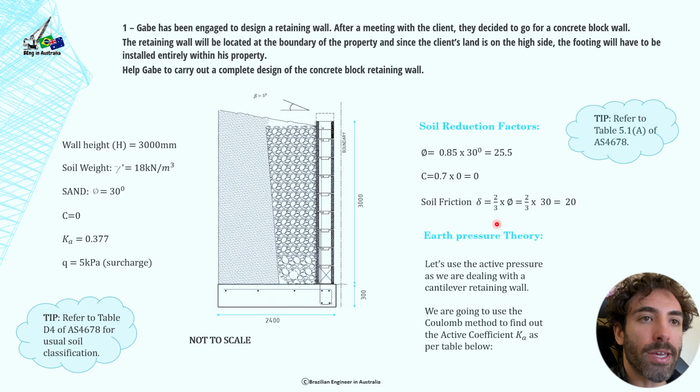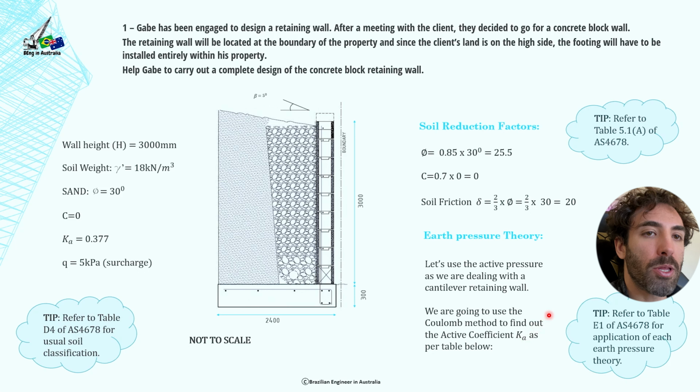Earth pressure theory. We're going to use the active pressure as we're dealing with a cantilever retaining wall. This is a cantilever retaining wall. It will move, it will deflect a little bit. That's why we're going to use the active pressure coefficient. If your wall is not going to move, or if you have a different type of wall, you might have to use a different K. And we are going to use the Coulomb method to find the active coefficient Ka as per the table below.